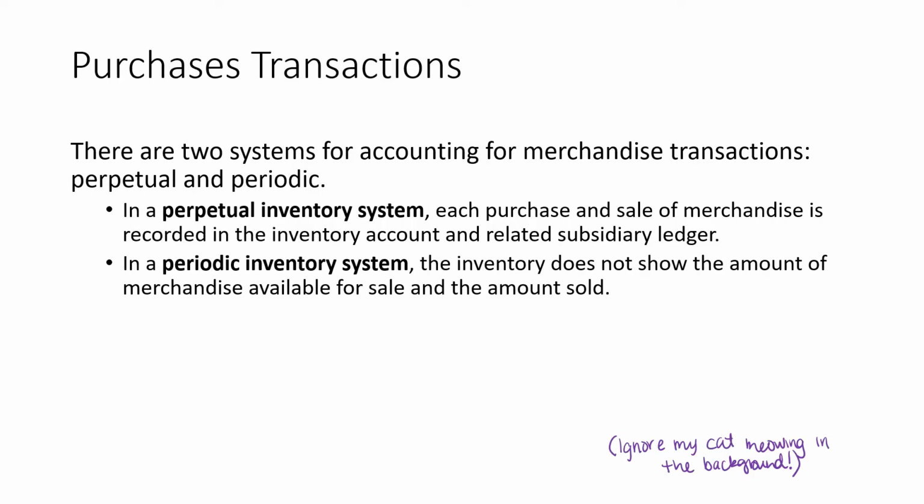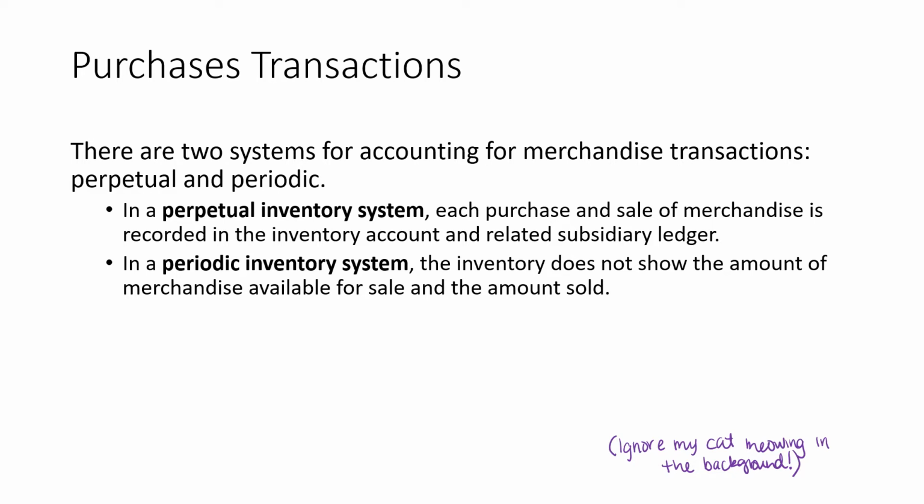Purchase transactions take place when a merchandising company buys inventory, purchases inventory. So there are two different accounting systems for dealing with merchandise transactions. So there's the perpetual inventory system and the periodic inventory system. The perpetual inventory system is what we think of with, for example, Walmart. Every time an item is scanned at the checkout, it automatically updates their inventory records to show one less of that item on the shelf.